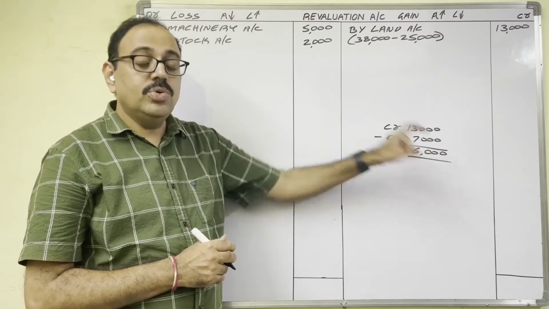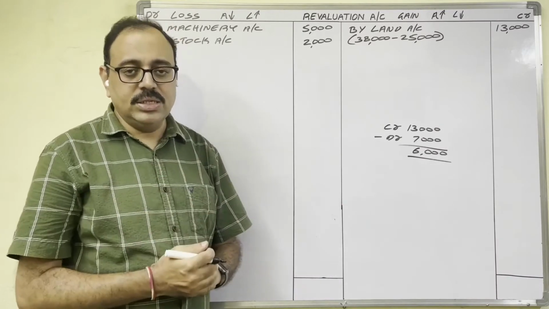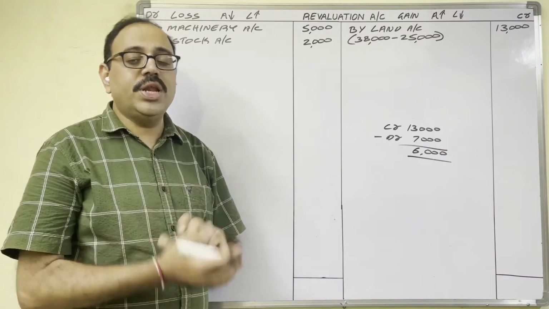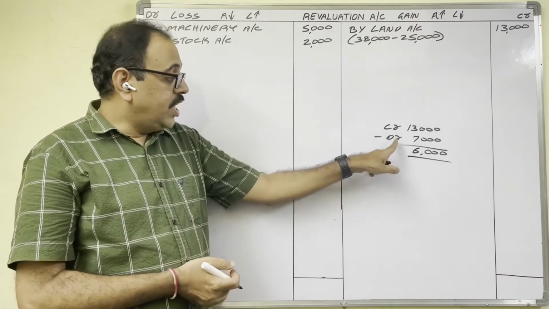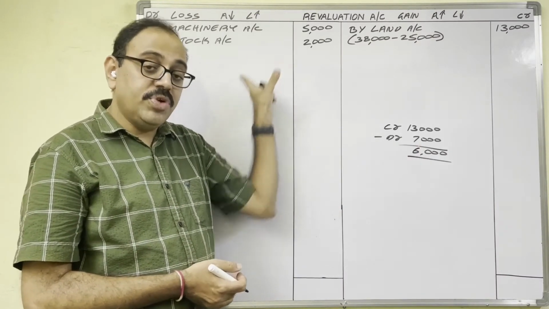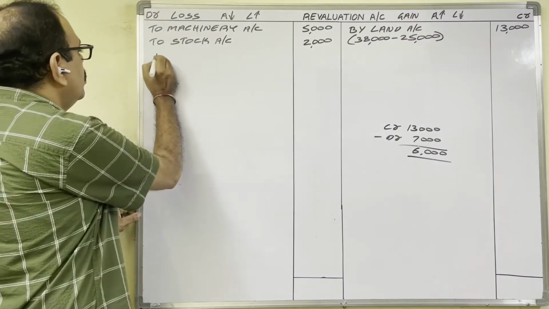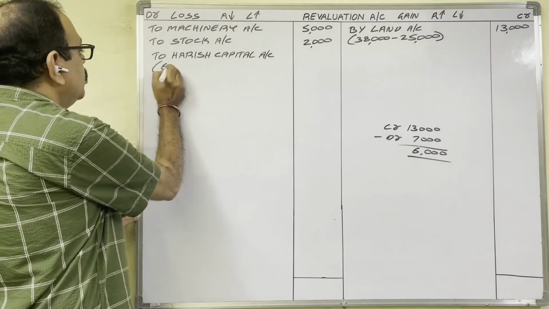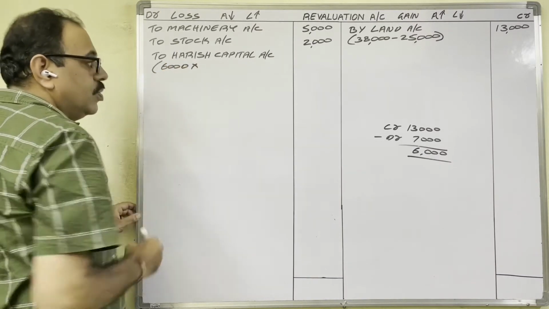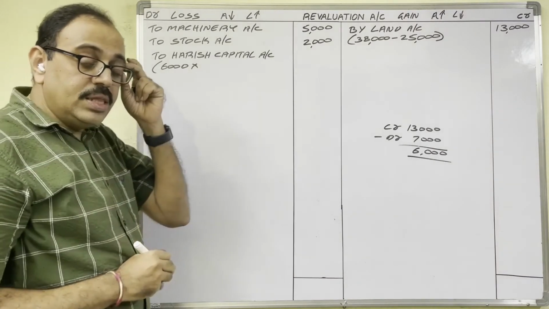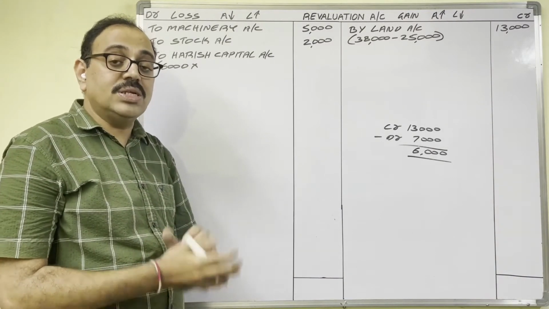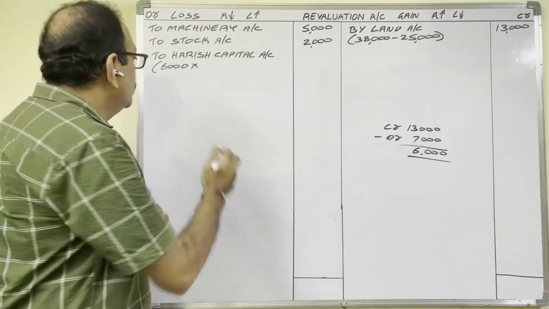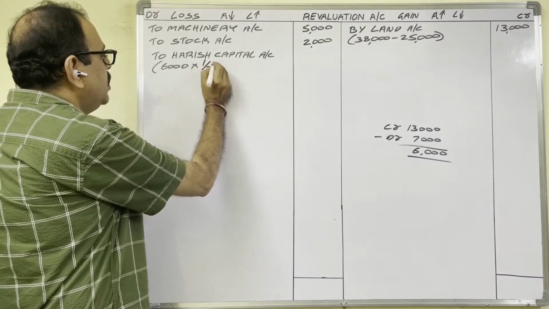This profit, who should take it? All the three partners. So we have to transfer this amount to their capital accounts in the old ratio. Which side? The debit side total is less, so we have to show the transfer on the debit side. To Harish capital account, profit amount 6,000 rupees in the old ratio. The question says the three partners are sharing profits and losses equally, 1:1:1, 1/3 each. So 6,000 into 1/3.